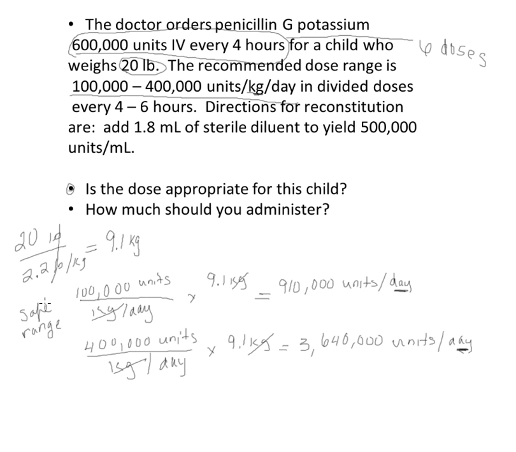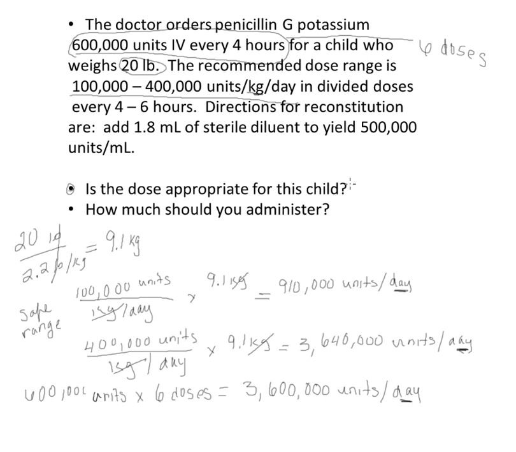So I'm going to take the 600,000, and that's units, and multiply that times 6 doses, and that will give me 3,600,000 units per day. And so what I have done here is taken the per dose amount that the doctor ordered and figured it out as a per day amount. And then what I notice is that 3,600,000 units is in the range.